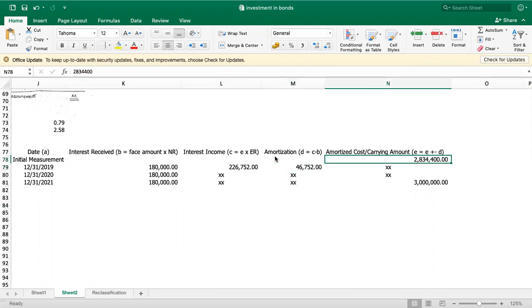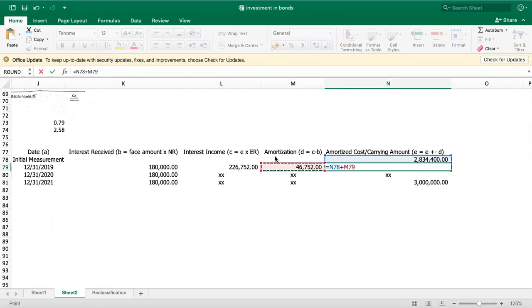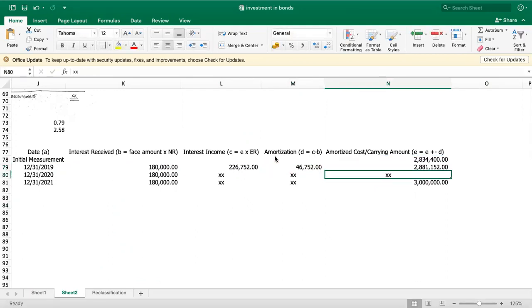Diba? Our goal here is from 2,834,400. Dapat at the end of 2021, umabot siya ng 3 million. So yung amortization ng discount natin, plus minus. So we need to add. It's a discount, therefore we need to add. Plus. Okay, so this is now our amortized cost or carrying amount on December 31, 2019.